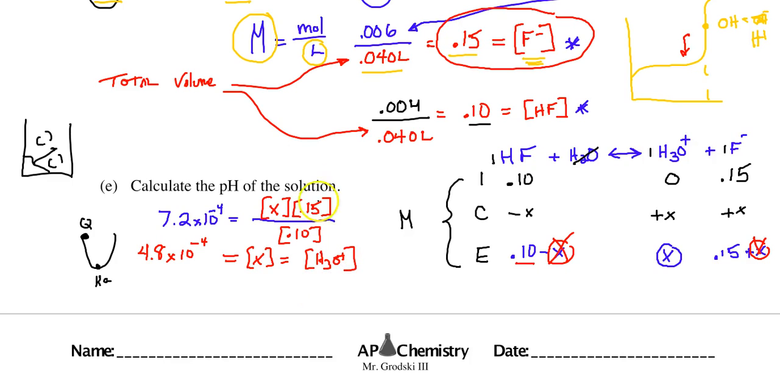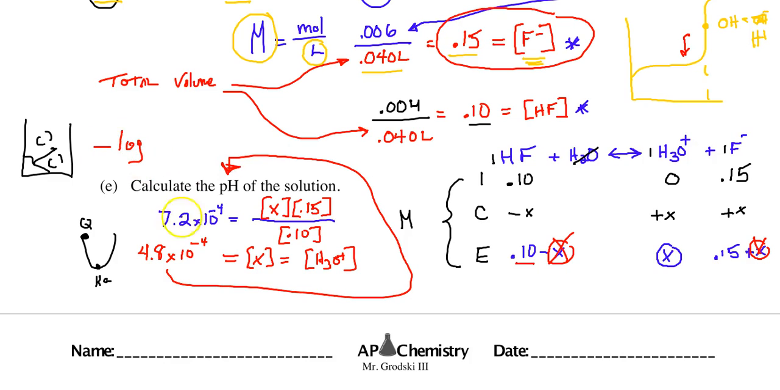I asked for the pH. So how do I take a regular concentration and make it into a pH? Well, party people, I do the negative log of the H plus or H3O plus concentration. So the negative log of 4.8 times 10 to the negative 4, of that value I just talked about, is equal to 3.3. So that's our pH. Nice little equilibrium problem.